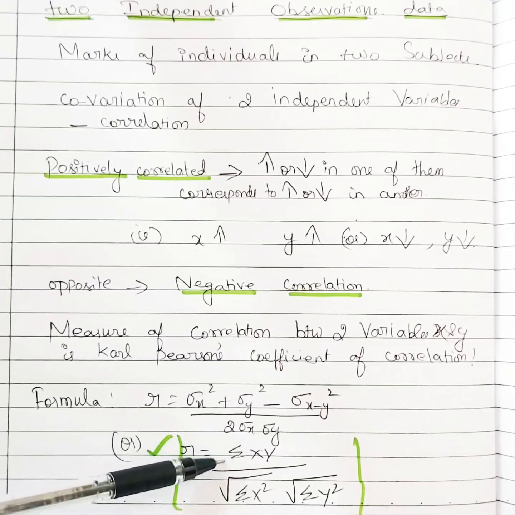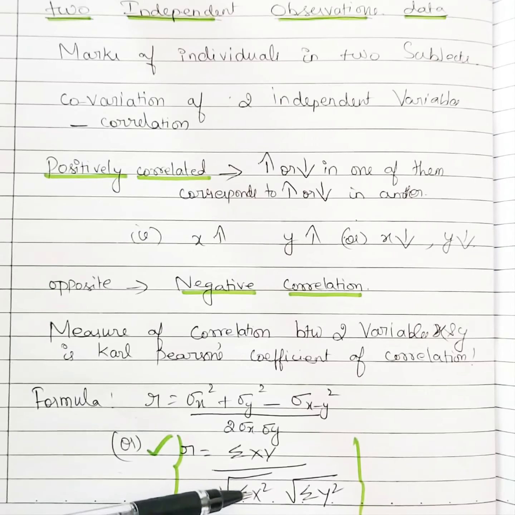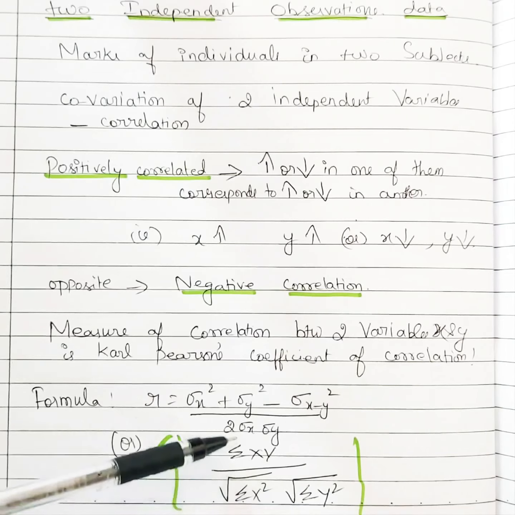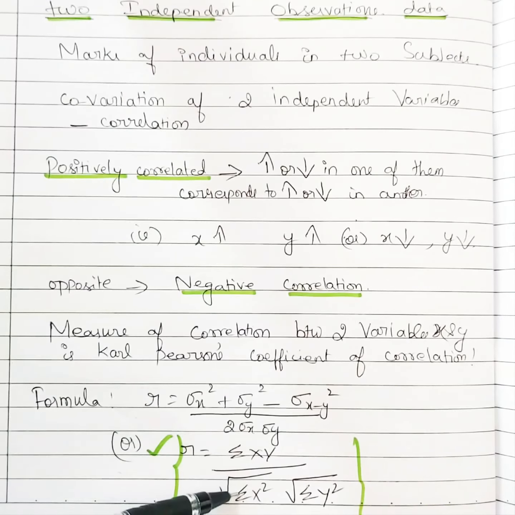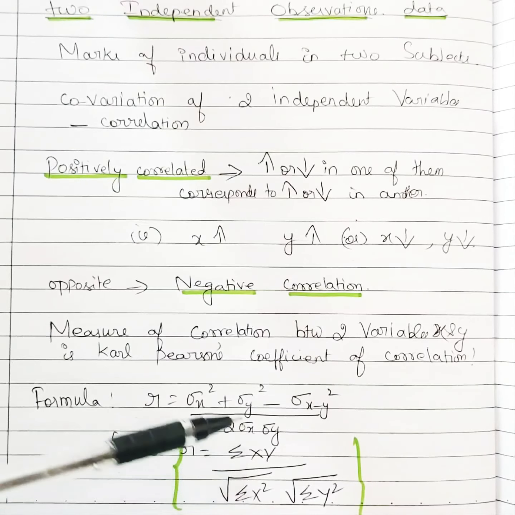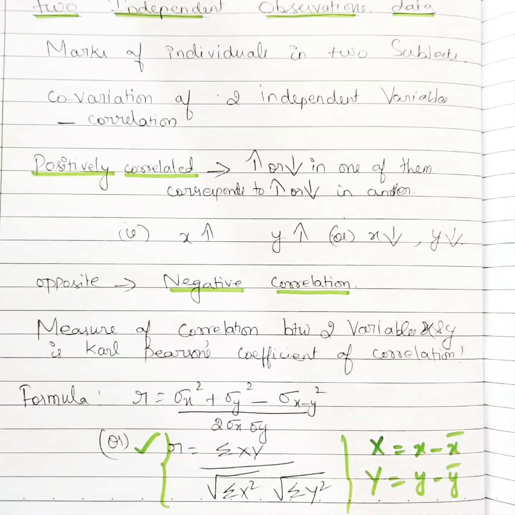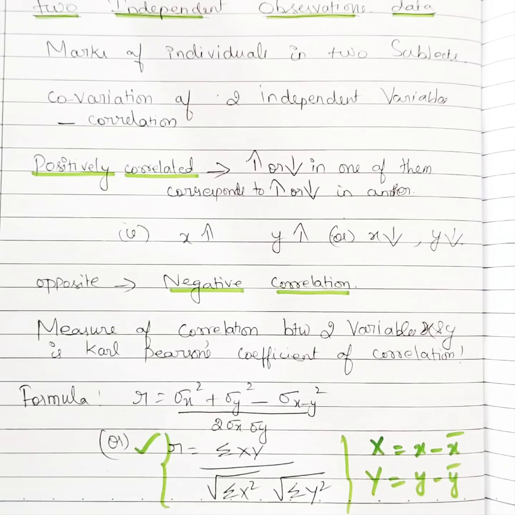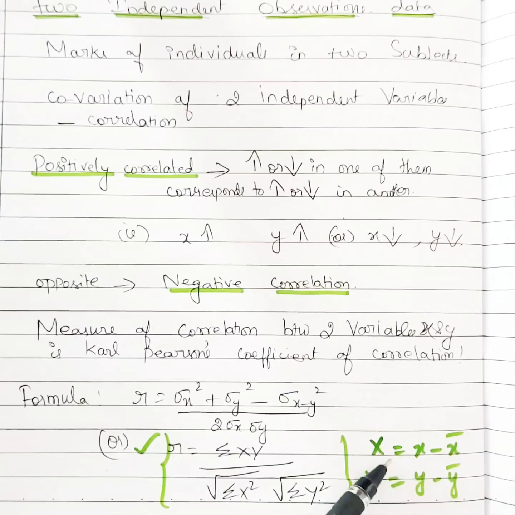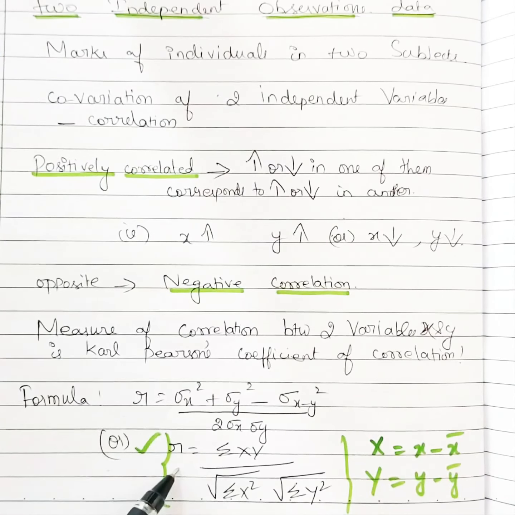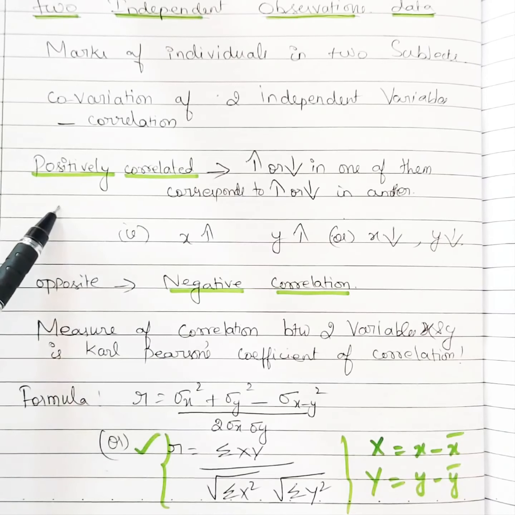R is equal to summation XY by root of summation X square into summation Y square. If you see here, we have capital X, Y. This capital X is nothing but small x minus x bar, and capital Y is nothing but small y minus y bar. That we can note down. So small x and small y is the data given, and we will find the x bar and y bar for the data, and then we will write capital X and capital Y, and further this is the formula to find R. And remember, if R is a positive value, we will say positively correlated.